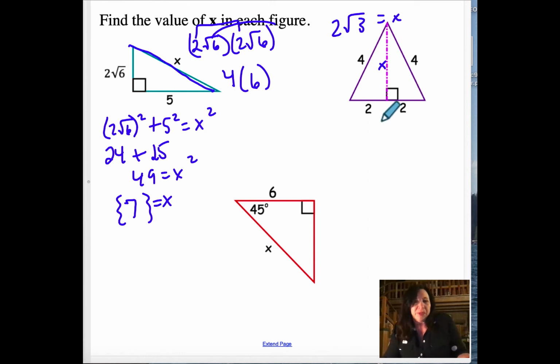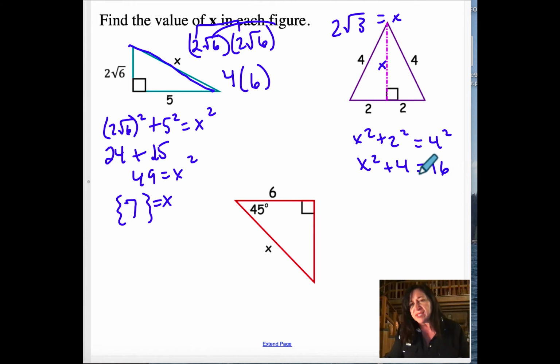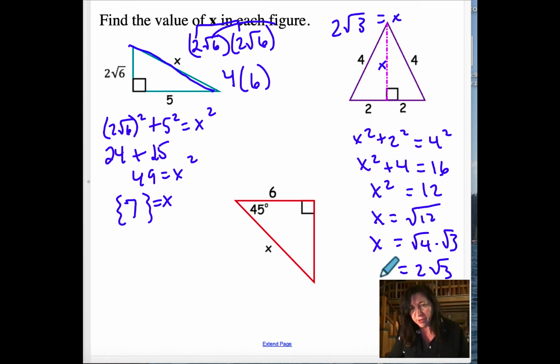And let's just use the Pythagorean Theorem, right? So we are going to go x squared plus 2 squared is equal to 4 squared. So we have x squared plus 4 is equal to 16. So x squared is equal to, what, 12? And then x is equal to the square root of 12. Now remember, you can break that down. That's going to be root 4 times root 3, which is equal to 2 root 3. So that's what x is.